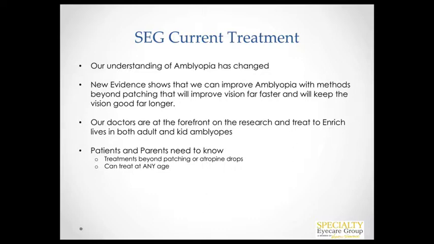So patching used to be the only option. Now we have other options which are particularly oriented in treating 3D. So getting the patient seeing 3D, teaching their brains to see 3D, and getting the brain using both eyes so it's not ignoring the eye anymore. Parents and patients need to know that we can treat this at any age. Yes, adults can be treated, and the treatments are beyond just patching.